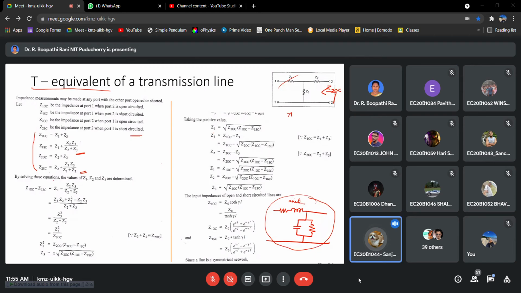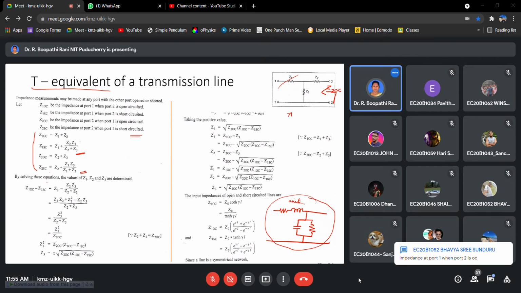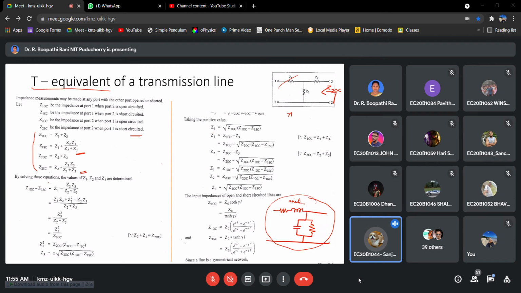Z1 OC is the impedance at port 1 if port 2 is open circuited, no? Port 2 is open circuited. Oh, okay. So Z2 OC is when port 1 is open circuited. Yes, okay, ma'am.